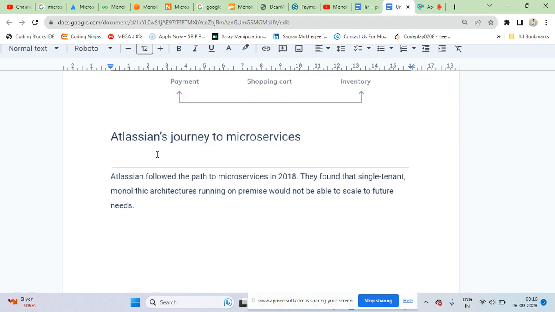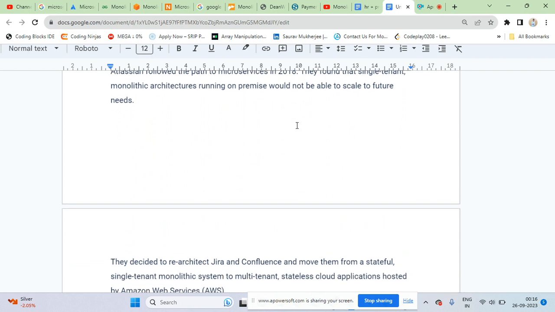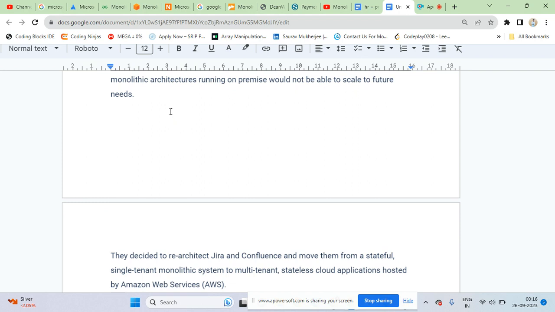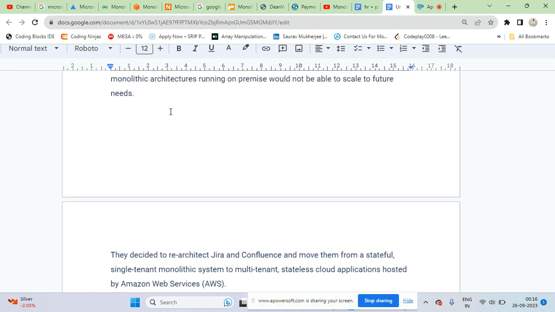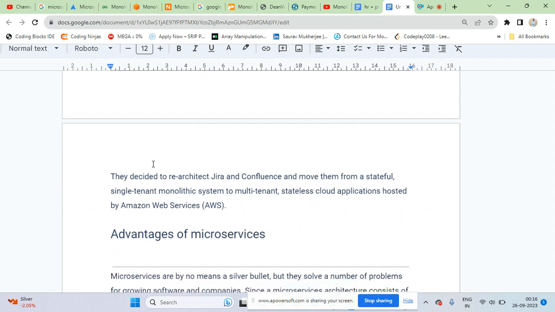Okay, Atlassian's journey to microservices: how Atlassian moved in 2018. They had a single tenant monolithic architecture. What I mean by single tenant is that the complete code base and every service is running in one place, on premise, on large servers or supercomputers, running the same code. Then they decided to re-architect Jira and Confluence, to move them from a stateful single tenant to a stateless one.